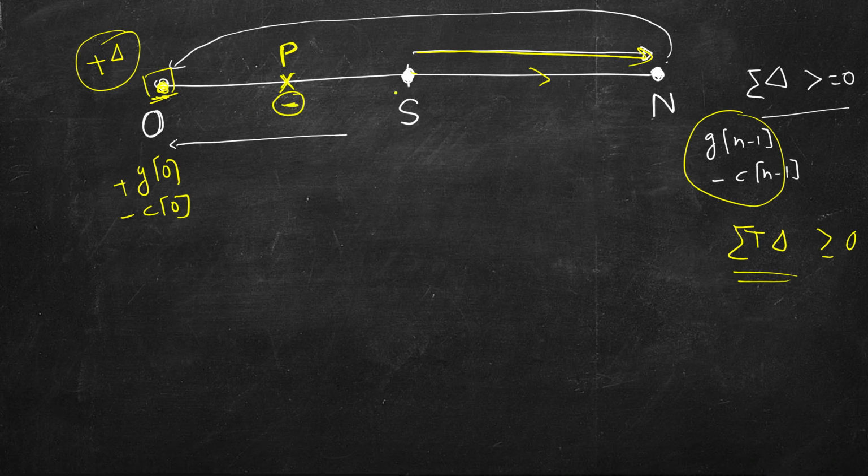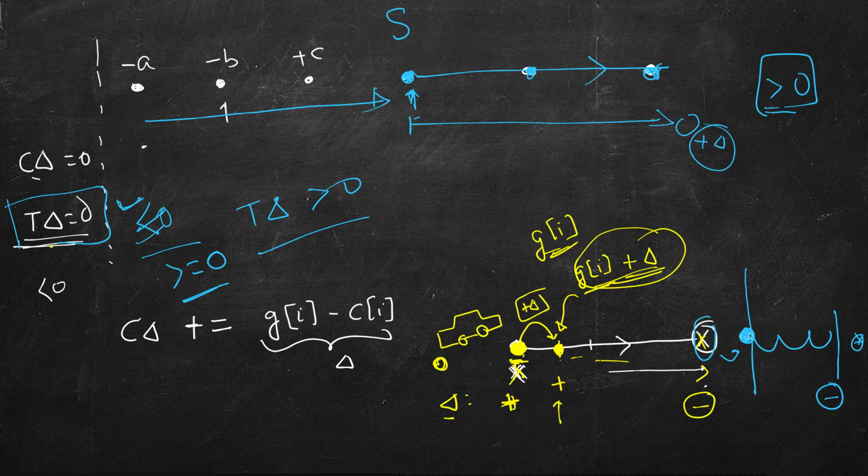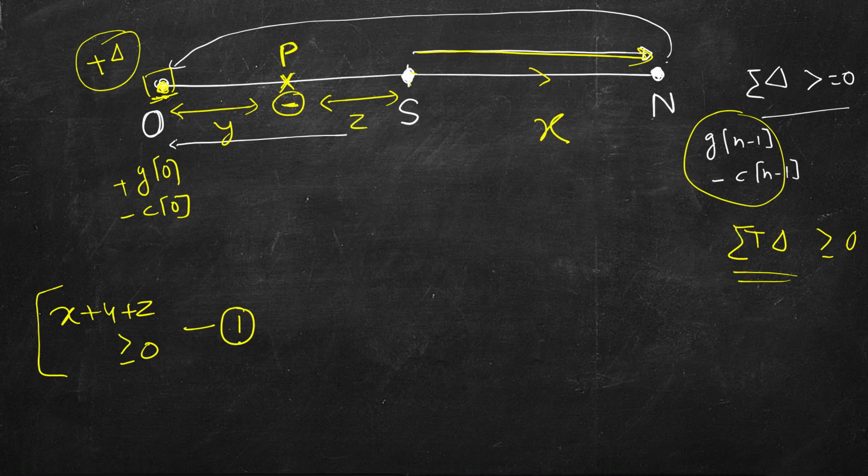Then what is the condition for this to be negative? We started from here when our capacity was 0. So let's call this part X, this part Y and this part Z. So X plus Y plus Z will be this total delta. This we know is greater than or equal to 0. This is equation 1. This is the same as the cumulative sum variable that we were keeping track of here. So this is greater than or equal to 0, otherwise we would have returned earlier. So this is the first equation.